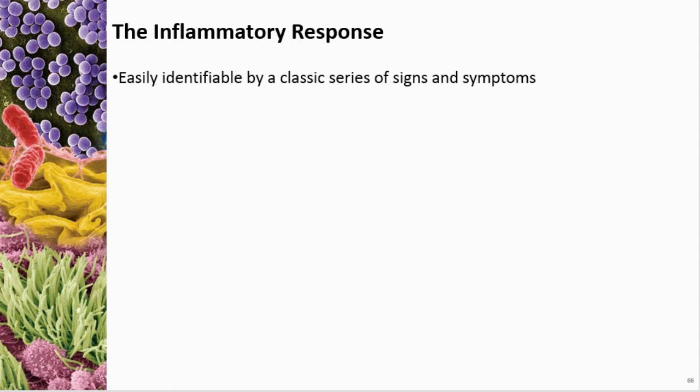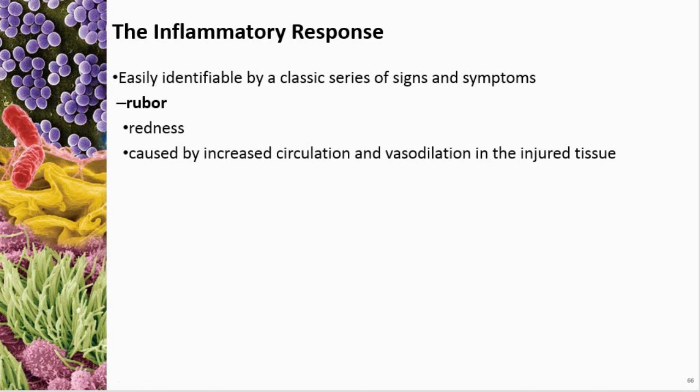So the inflammatory response is diagnosed with some specific signs. Rubor, which is Latin for red, redness. And this is caused by the increase in circulation and vasodilation. And that's primarily because of histamine, by the way. It causes vasodilation and an increase in the permeability of the capillaries.